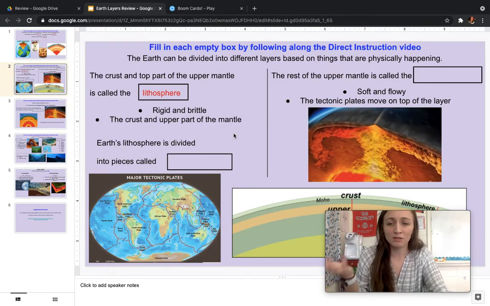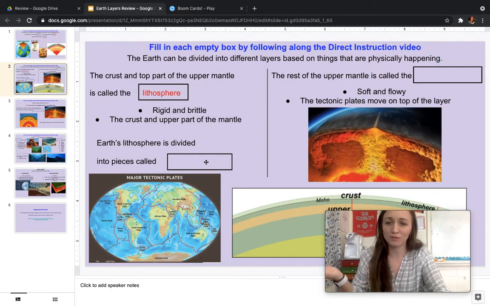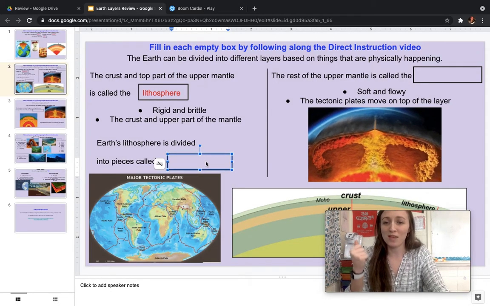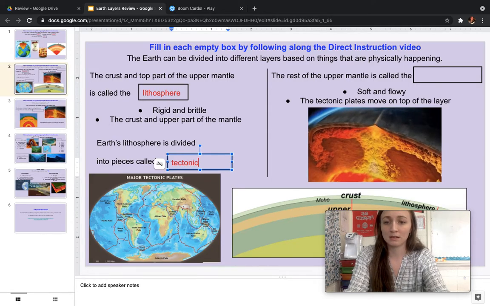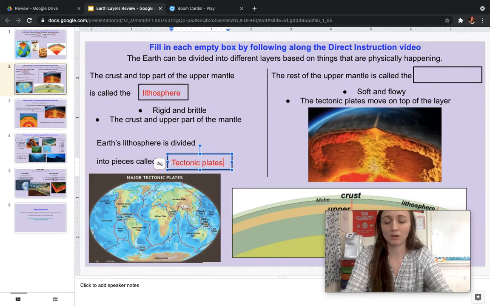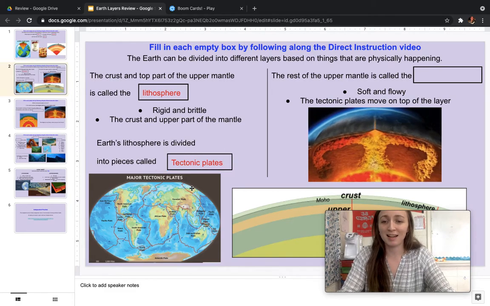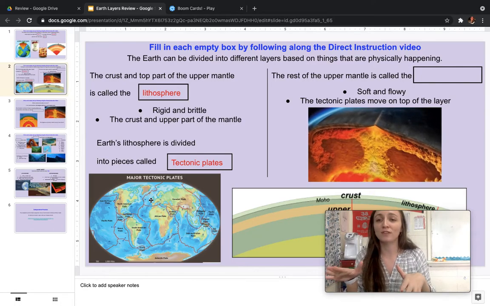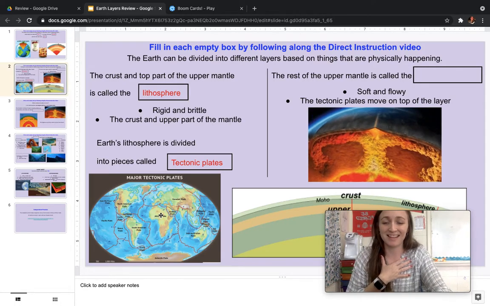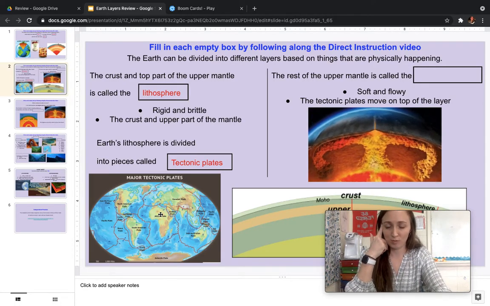Why do we care about this? Why do we care about the lithosphere? Well, this is what we call the tectonic plates. So the tectonic plates, those are those large sections of the earth that shift and move, that the continents sit on top of. Hopefully this should be ringing a bell.